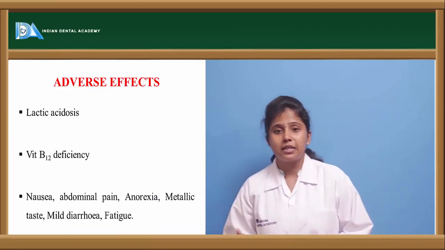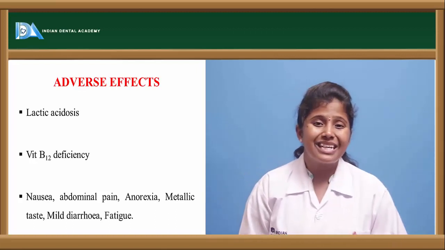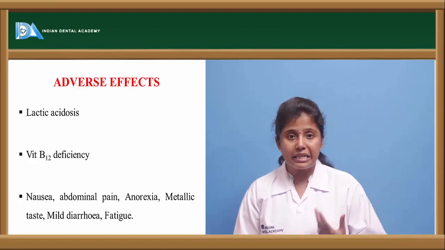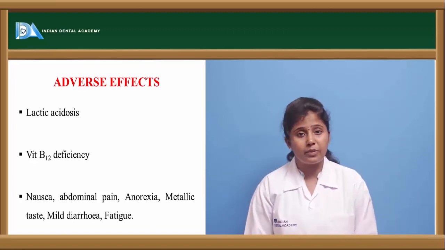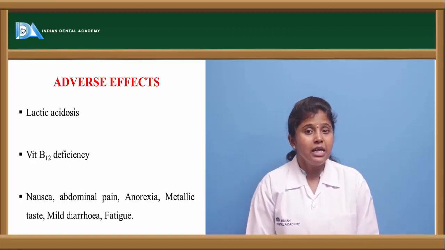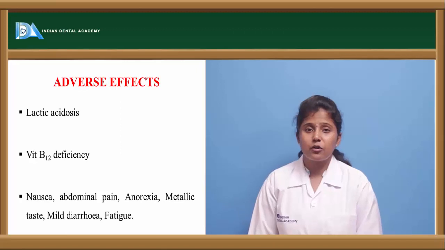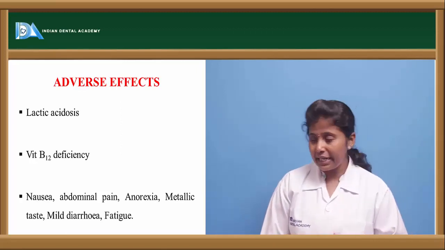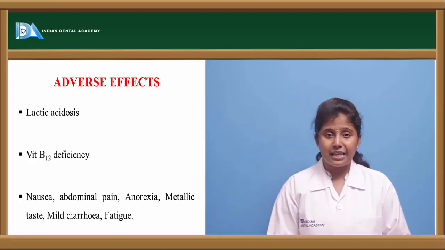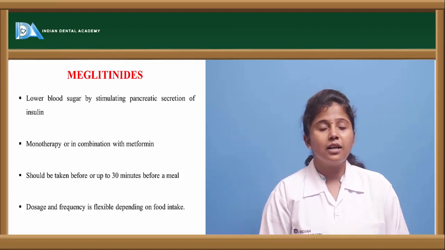Metformin, on chronic usage, causes adverse effects like lactic acidosis. So it increases the lactic acid content in the body, and it causes vitamin B12 deficiency, because it won't allow the vitamin B12 to get absorbed from the intestine. Thereby it leads to vitamin B12 deficiency, leading to megaloblastic anemia. And it causes common adverse effects like nausea, abdominal pain, anorexia, metallic taste, mild diarrhea and fatigue.